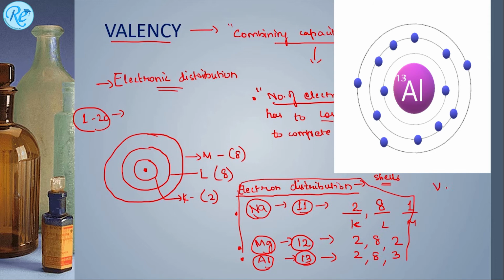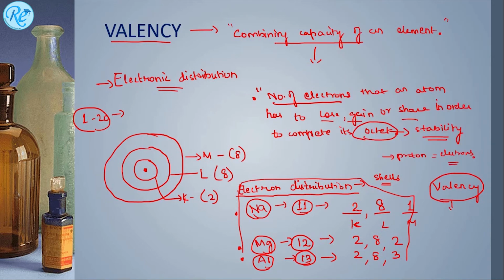Once you know the electronic distribution, it is important to determine its valency. Now you see the definition. It is the number of electrons that an atom has to lose, gain or share in order to complete its octet. Octet means stable electronic configuration. Stable electronic configuration means that in all the shells, the number of electrons should be maximum. That means K should have 2, L should have 8, M should have 8.